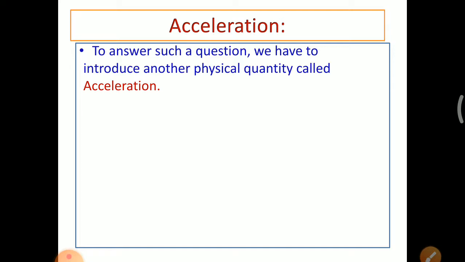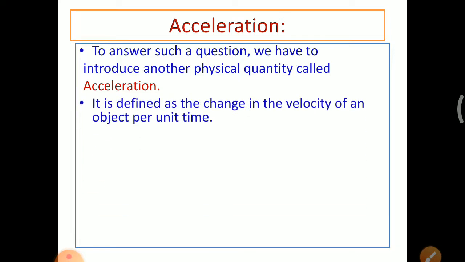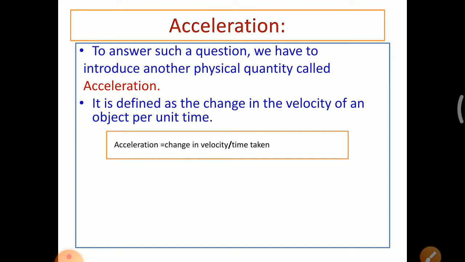The next one, acceleration. Maybe the velocity is changed; what will happen? To answer such a question, we have to introduce another physical quantity called acceleration. It is defined as the change in velocity of an object per unit time. Acceleration equals change in velocity by time. When the velocity changes, the acceleration term occurs.